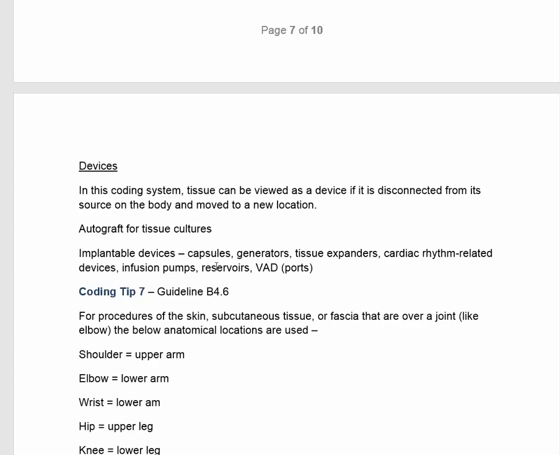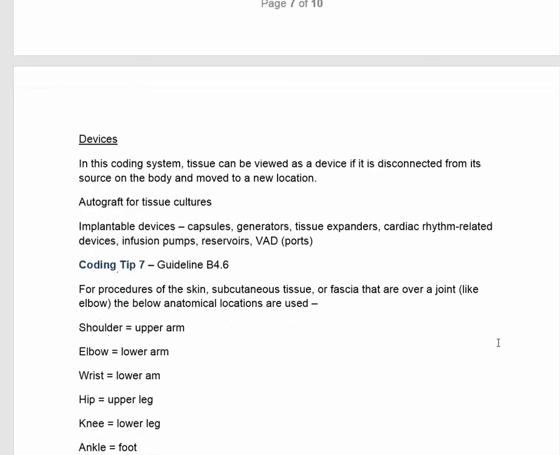We also have something that's more characteristic of a real device, something you could hold in your hand outside of the patient's body before it's put in the patient's body. We have these things called implantable devices, which are probably going to be coded in the integumentary system, the insertion of them, because they're typically put in the subcutaneous level. Those can be things like capsules, generators, ports, pumps, and reservoirs.